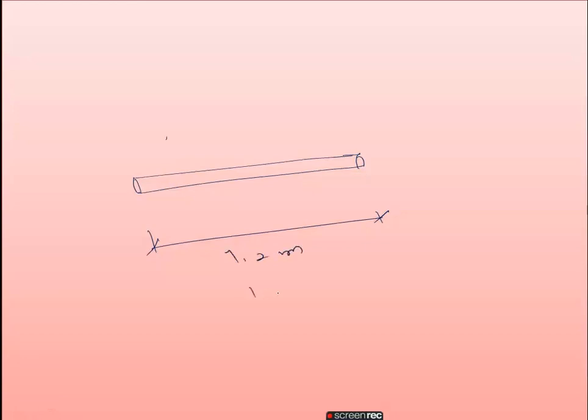So if it is a cylindrical, I will write again here. It is like this. It is a cylindrical steel strut. Here the total length is 1.2 meters, that means 1200 mm. The diameter is 30 mm.